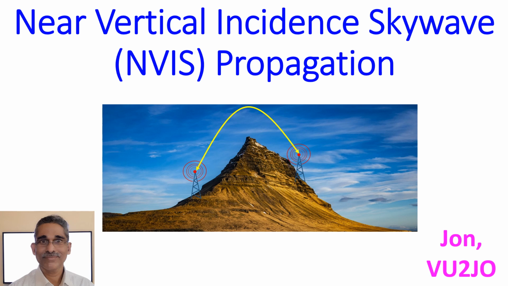To get near vertical incidence skywave propagation, the radio waves have to travel at an angle above 60 degrees and below 90 degrees. NVIS has a range of around 650 kilometers. NVIS is dependent on frequency as well. If the frequency is too high, the radio waves cross the ionosphere and go into outer space. If it is too low, they are absorbed by the D or E layers of the ionosphere.